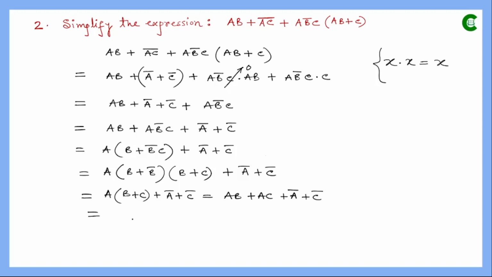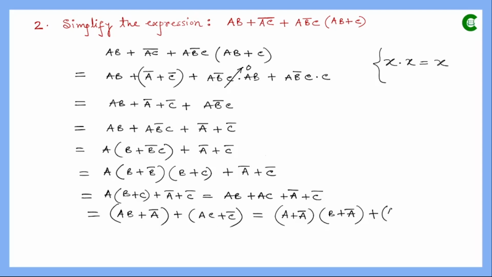Now we can again rearrange the terms, and after rearranging again we will apply the distributive law of Boolean algebra. So from the first term we will have A plus A bar and then multiplied by B plus A bar, and then we will have this OR operation, and from the second term we will have A plus C bar, and then we will have C plus C bar. So A plus A bar will give us 1, that we know. So it will be finally B plus A bar and then OR operation, and then again C plus C bar will give us 1. So it will be then A plus C bar only.